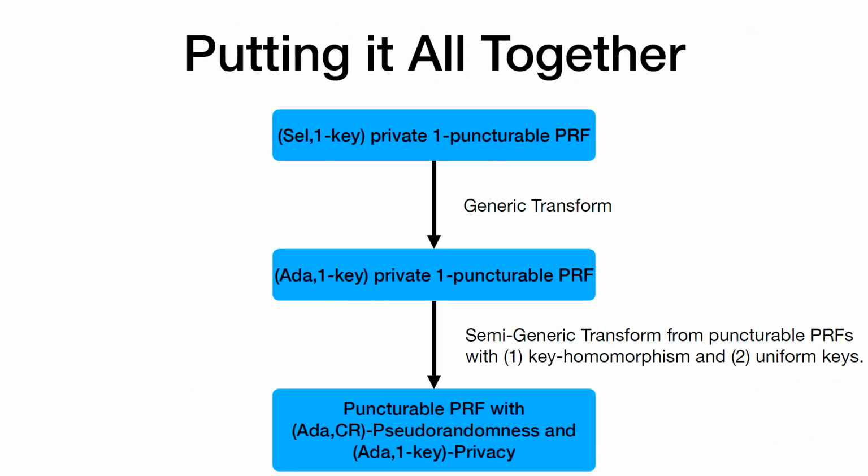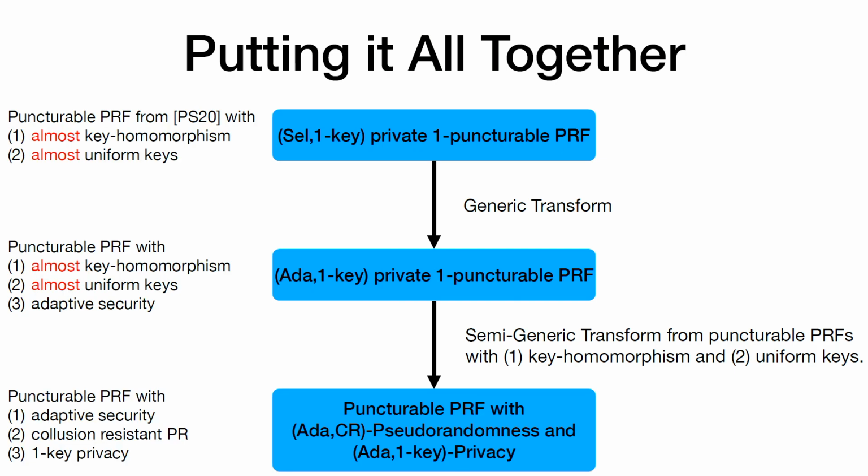Okay, so to wrap up, we achieve our result in 2 steps. In the first step, we give a generic construction to upgrade a one-key PRF to have adaptive security. And in the second step, we achieve collusion-resistant pseudorandomness if the input scheme is key-homomorphic and it has uniform keys.